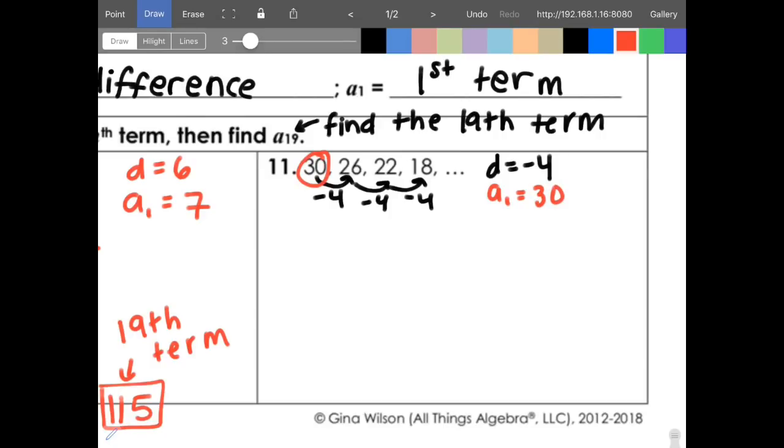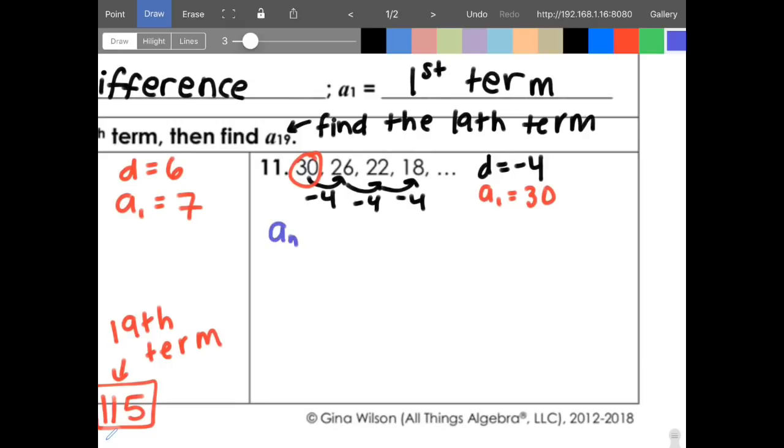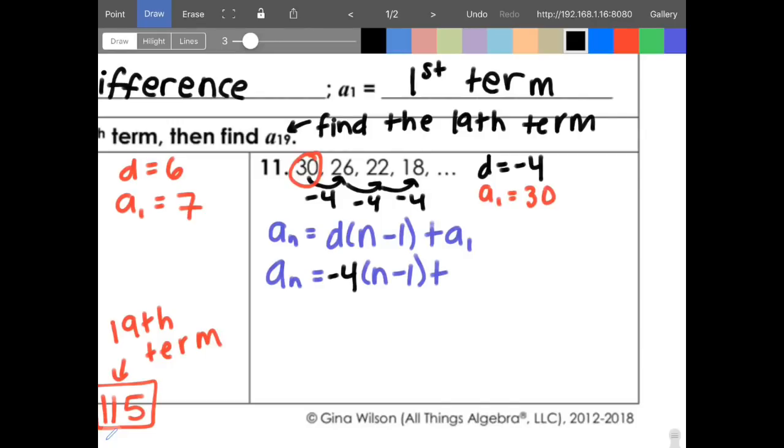Cool. So now let's write our formula out. So a sub n equals d times n minus 1 plus a sub 1. So let's plug in what we know. We're going to keep a sub n the same. We're going to plug in our d. Our d here is negative 4. We're not going to change n minus 1. But we also have an a sub 1, which is 30.